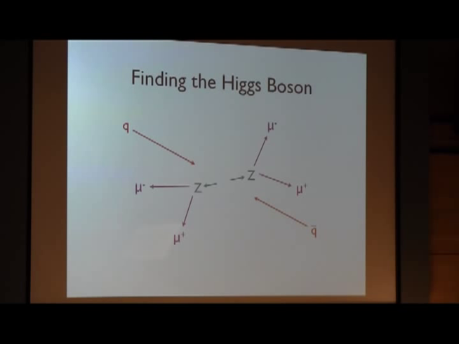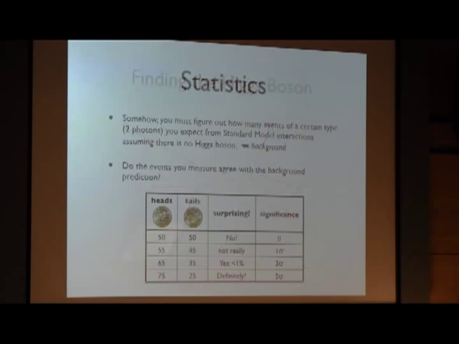So how do you really know you've made a Higgs boson? You never will. There's not a single snapshot of a collision at the LHC that I can show you where I can say, I guarantee you there was a Higgs boson there. It's never going to happen. But you can use the power of statistics to determine whether or not there was a Higgs boson.